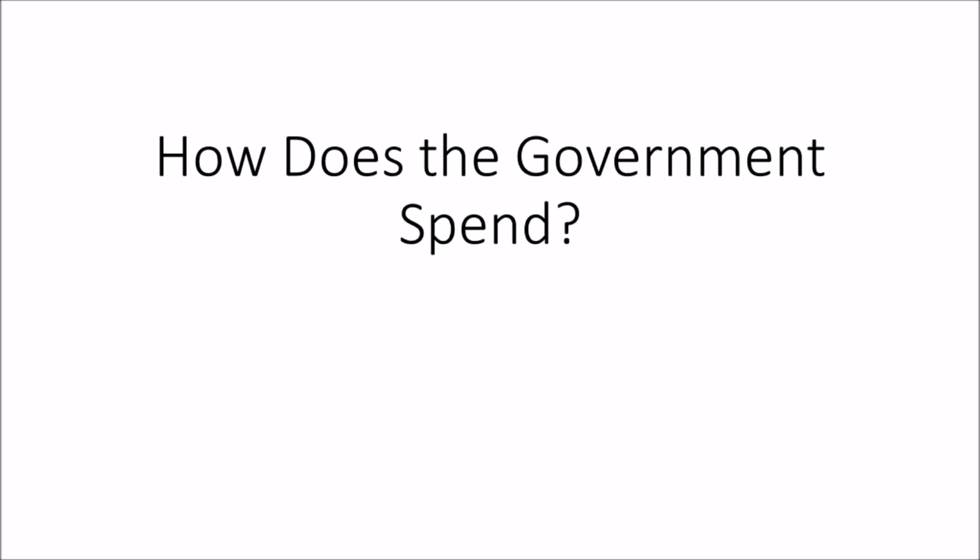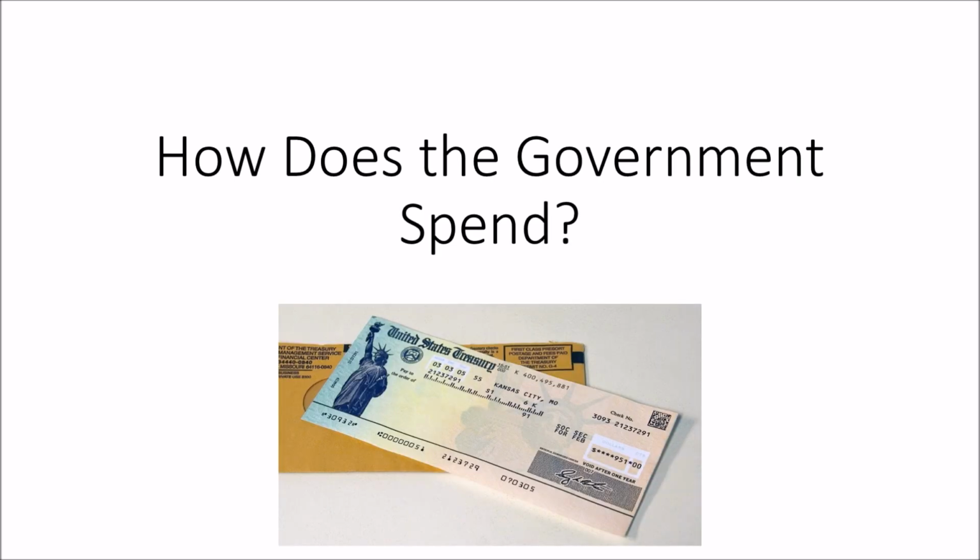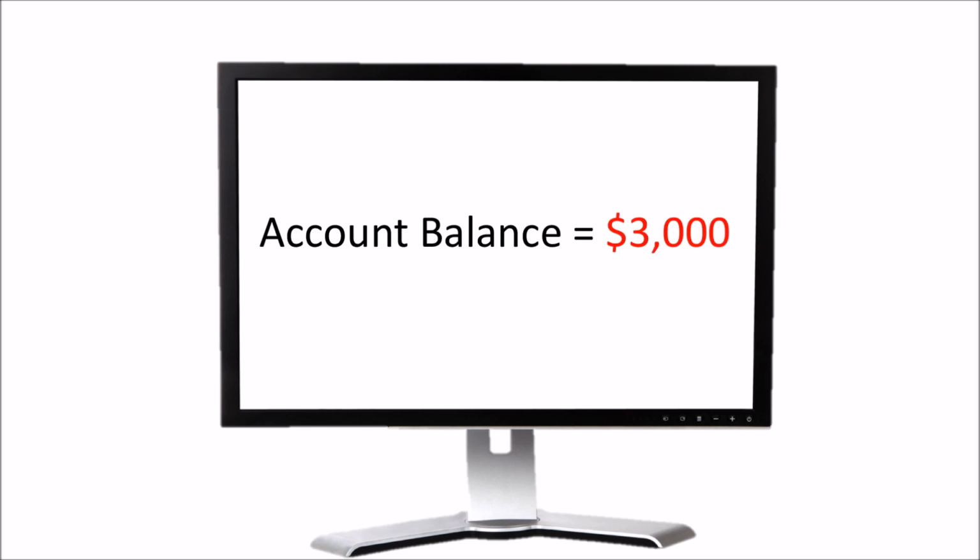How does the government spend? Let's look at what happens when you get a Social Security payment. With online banking, you can see it happen. Let's say you already have $3,000 in your account. When the $1,000 payment hits your account, your balance changes to $4,000. Watch it again. You now have $4,000 in your account.